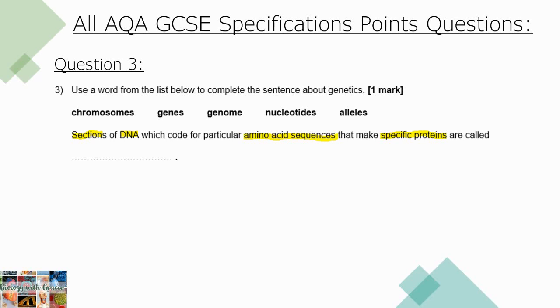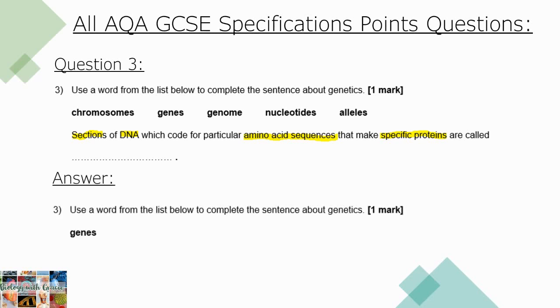And then genome. Genome is all the genetic material of the living thing, so it's not just a small section of DNA. And then we go to chromosomes. A chromosome is what the DNA is packaged into, so all of the DNA, not just a section. So then by process of elimination, we know it is genes. And if you remember what we just discussed earlier, a gene is a section of DNA which codes for a particular amino acid sequence, and this is what makes this specific protein. So therefore our answer is genes.